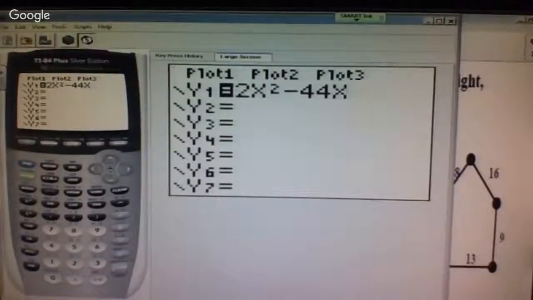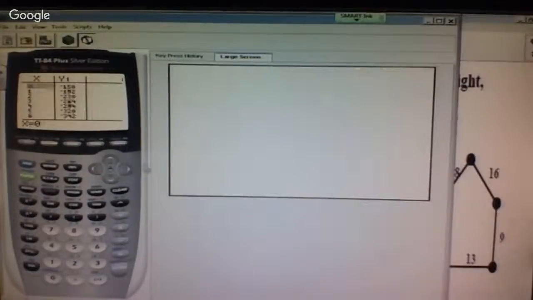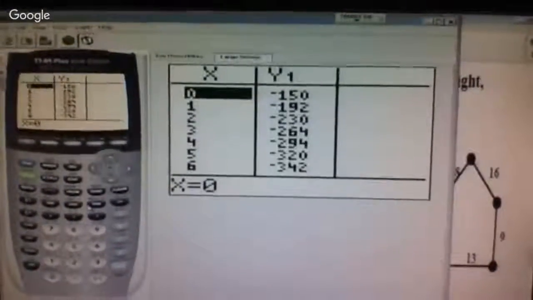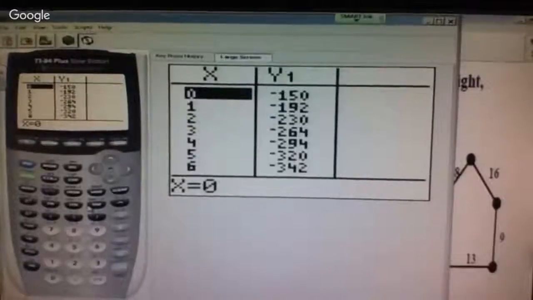Sorry, I lost my place. Minus 44x minus 150. So Bobo was wrong when he said something about 25, right? No, he was right. When my x is 0, when I've sold no meals in a week, I'm down $150. So that's your B. But A is what? I'm confused.